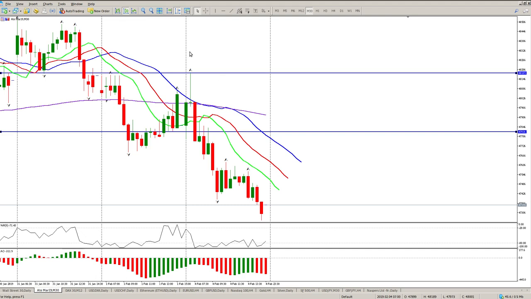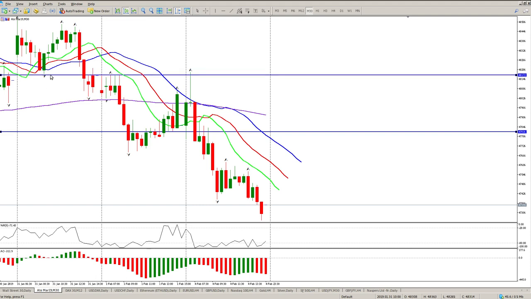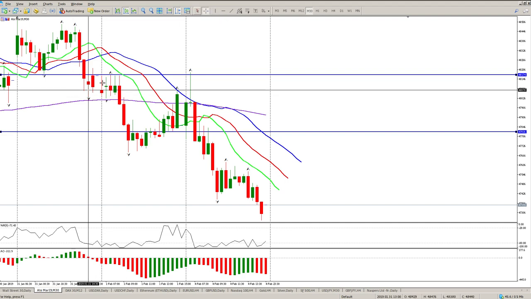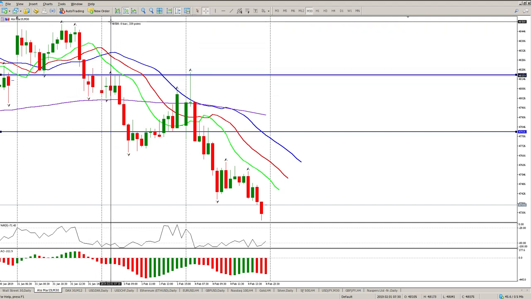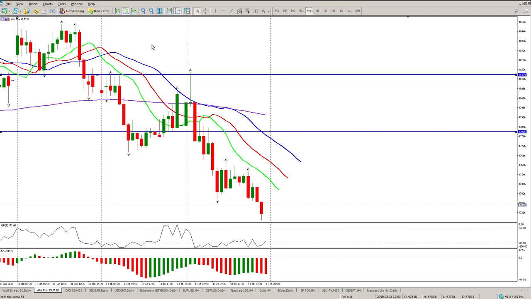So, yeah, that was that. I suppose if you were awake, you could have got in looking for just below this pin bar here. You could have had an order up there, but your stop would have had to be way up here, which is rather large. Anyway, let's look at today.